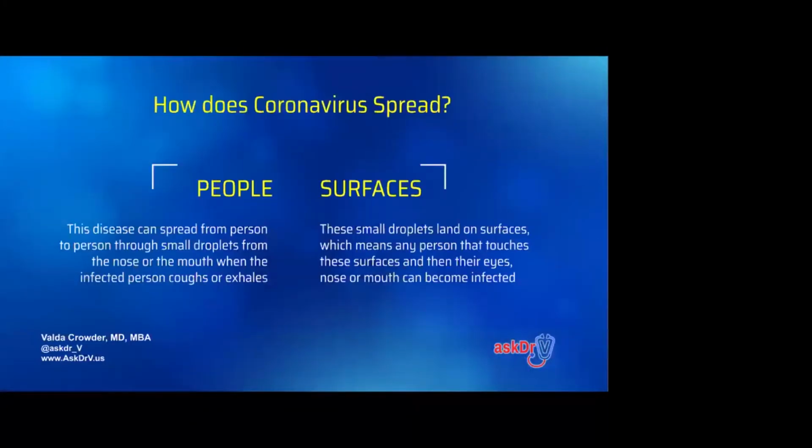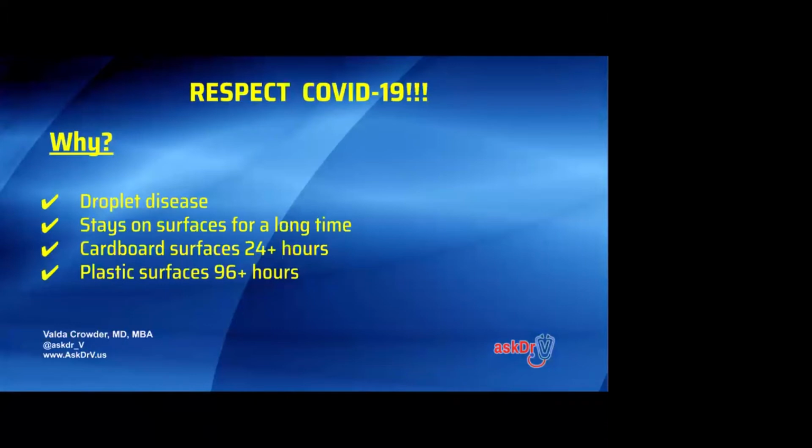So we all know about coronavirus and its spread, and it's primarily people and surfaces. So it's small droplets from the nose and mouth of an infected person who's talking, coughing, or inhaling that land on surfaces that then we touch and actually infect ourselves. So I tell people it is very important to respect COVID-19. One, it's a droplet disease that stays on surfaces for a very long time. Porous surfaces like cardboard, it stays on for 24 hours. Plastic and metal surfaces, it stays on for 96 plus hours. So that's almost 4 days.